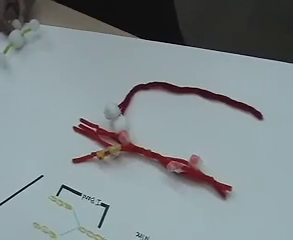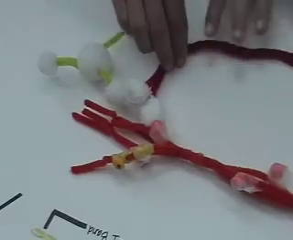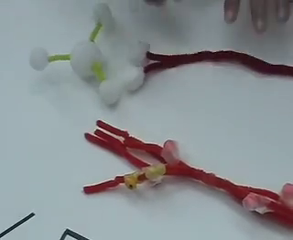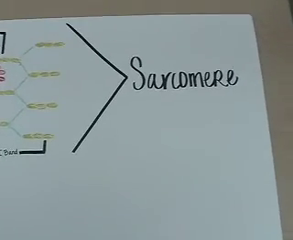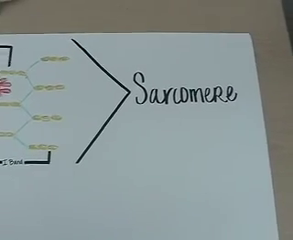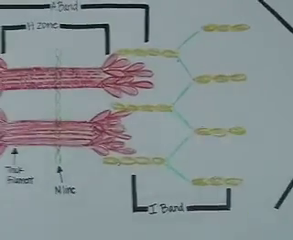In order for the muscle to relax, another ATP must bind to the myosin head and return it to a high energy configuration. The calcium will then pump back into the sarcoplasmic reticulum and the muscle has relaxed. This is a relaxed muscle.